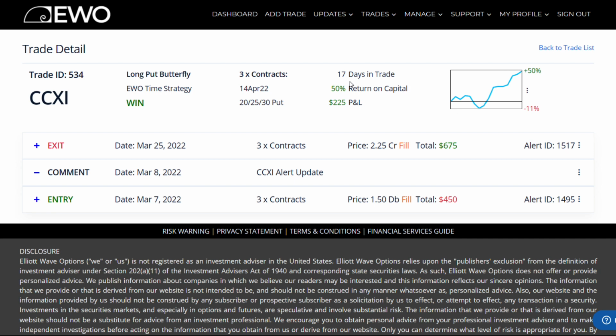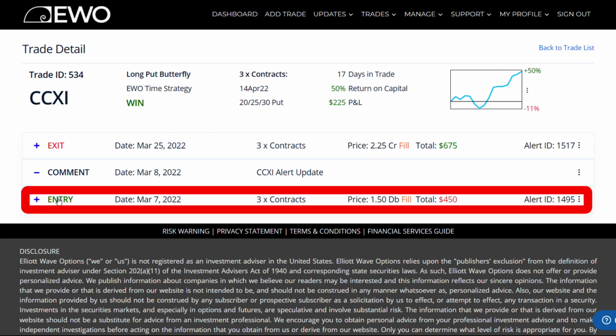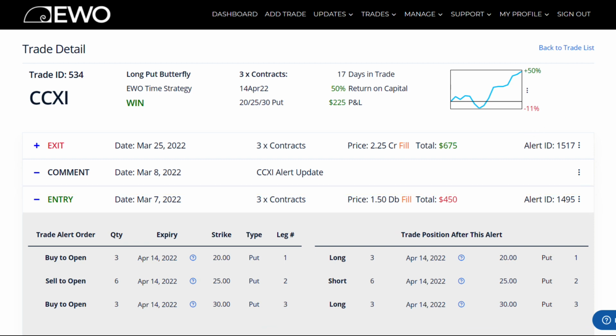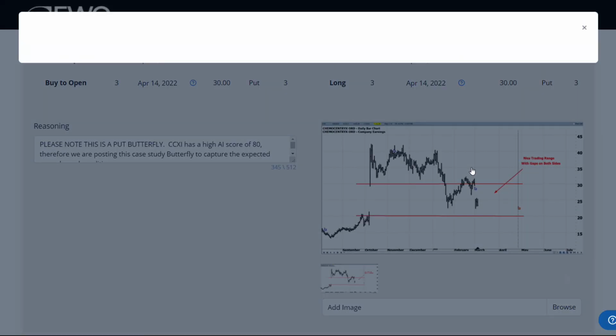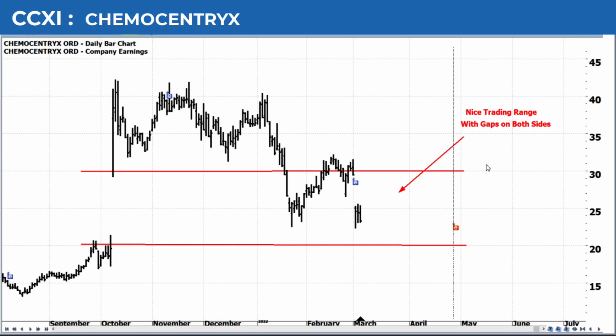You can see the particulars on the rest of the trade. The entry alert was sent out on March 7th. And you take a look at this. First of all, before I look at the chart over here in the reasoning, you can see CCXI has a high AI score of 80. And our track record has been built on AI scores of 75 and above. So a score of 80 is pretty high.